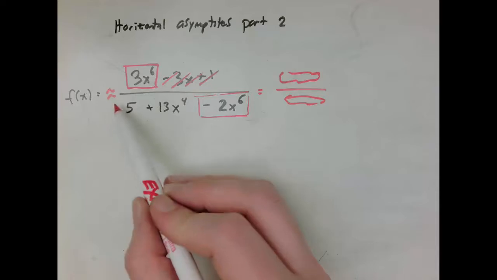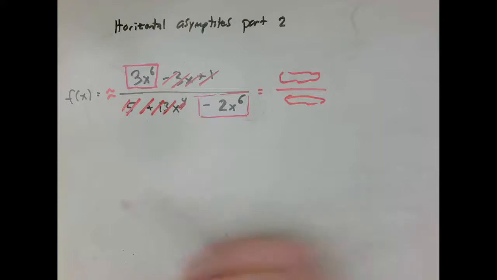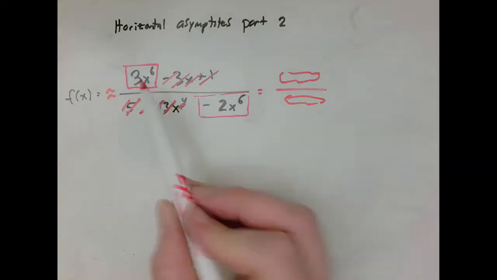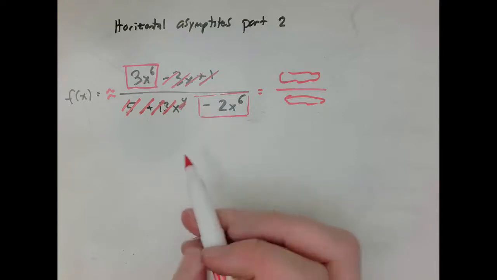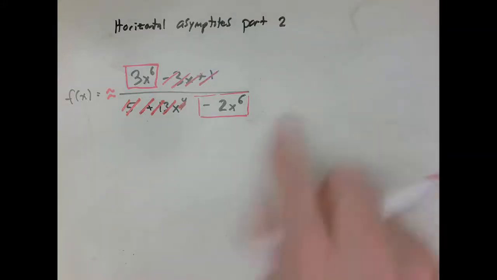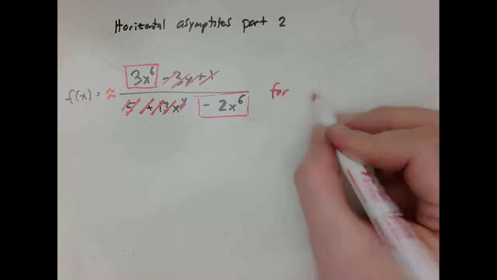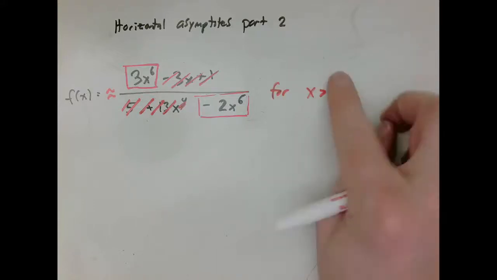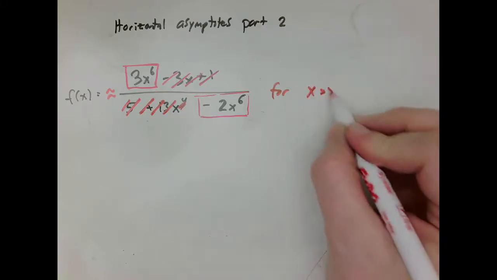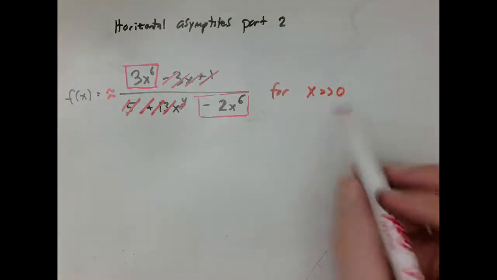And again, it's not true that f of x equals this. I'm saying that f of x is approximately equal to just the dominating terms, and only for very large x. So if you're writing this algebraically, you would say something like f of x is approximately equal to this for x much greater than 0. You might not have seen this notation before, but two greater than signs means much greater than.